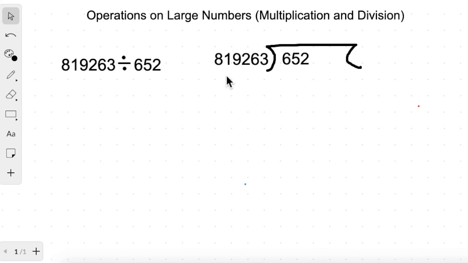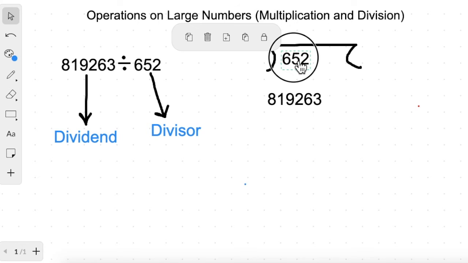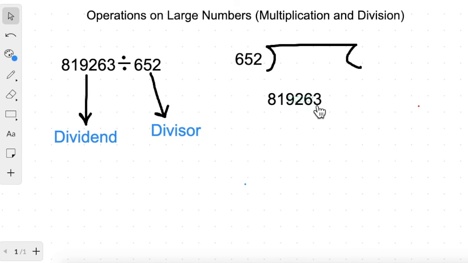So children, this is how I have placed the numbers. Have I placed it correctly? No. Why? Because the first number is the dividend, and the dividend must be inside. 652 is the divisor, and the divisor is outside. So I'll just exchange the places. This number will be outside and this number inside. Now let us see how we can solve this.